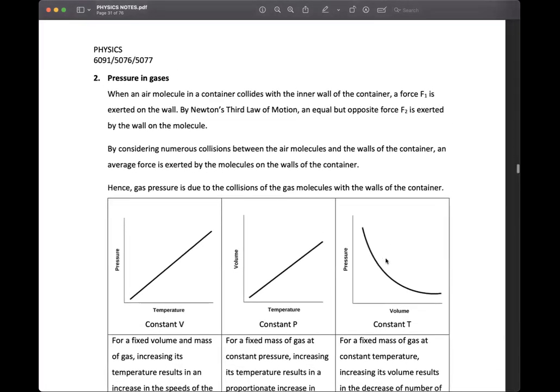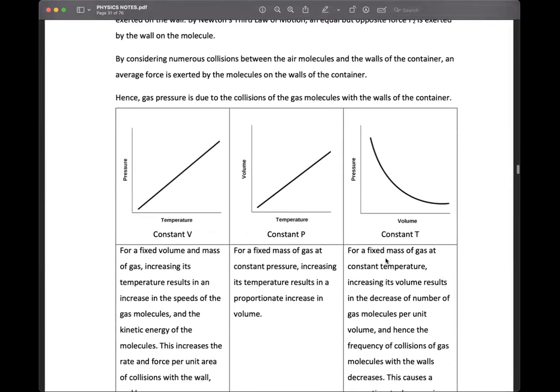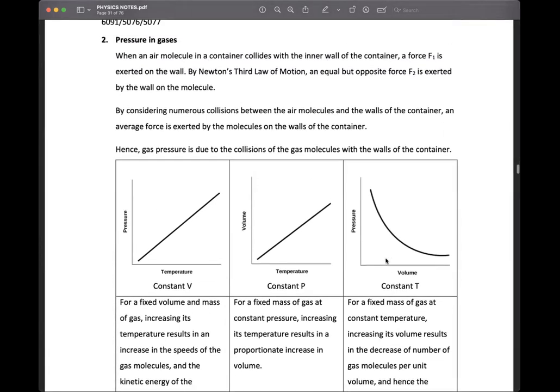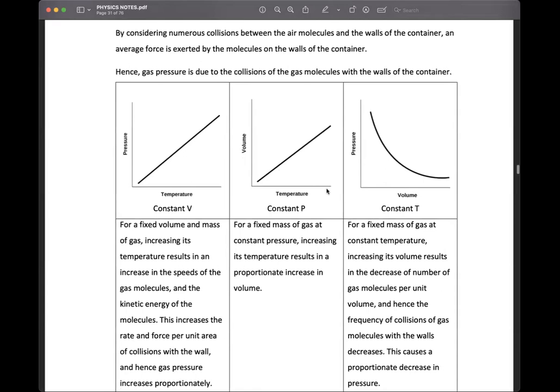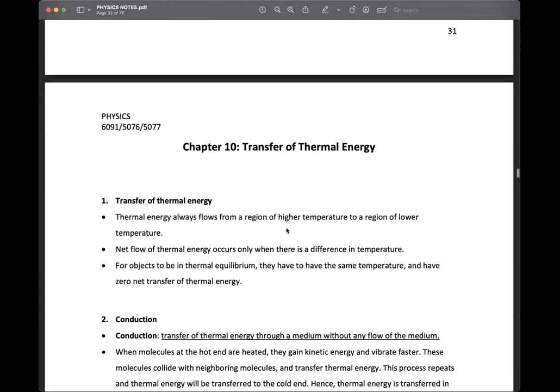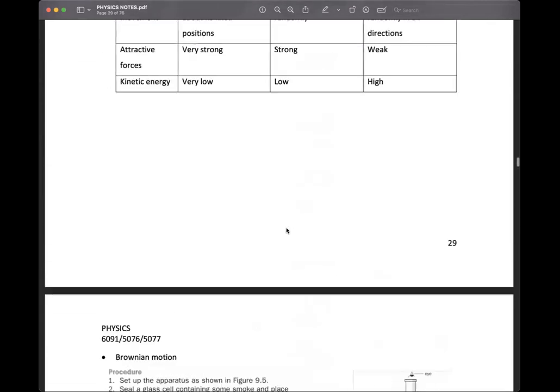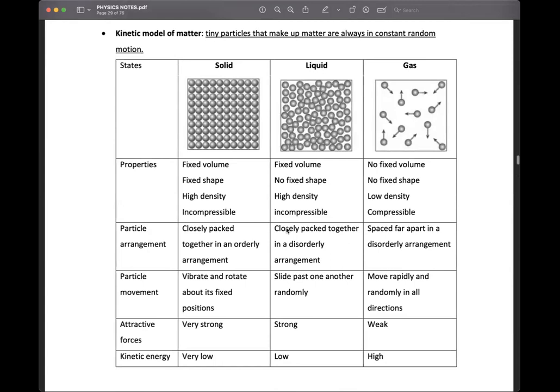So, pressure in the gas. This one we will not go through, but let me just show it to you. We'll skip this. Basically, this is all about the kinetic model of matter.